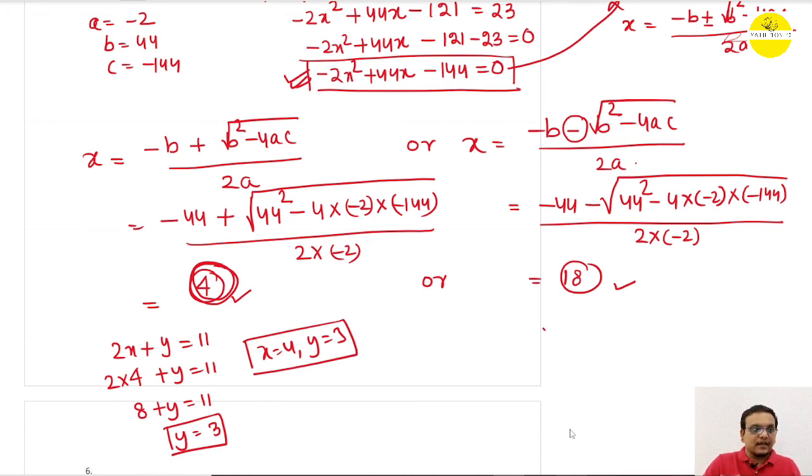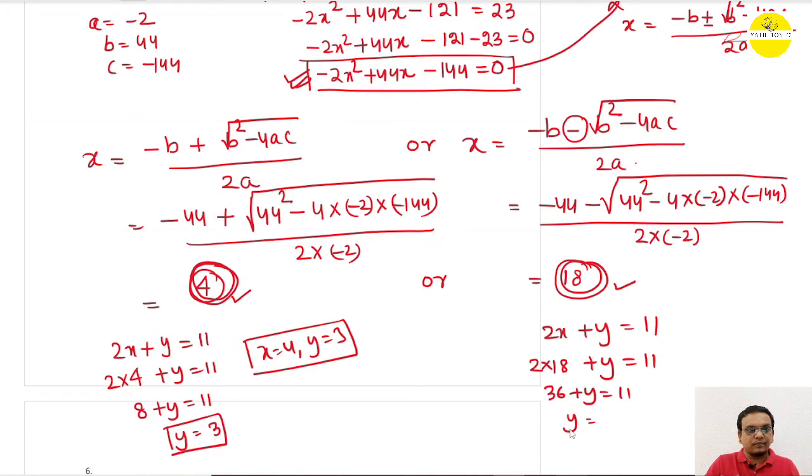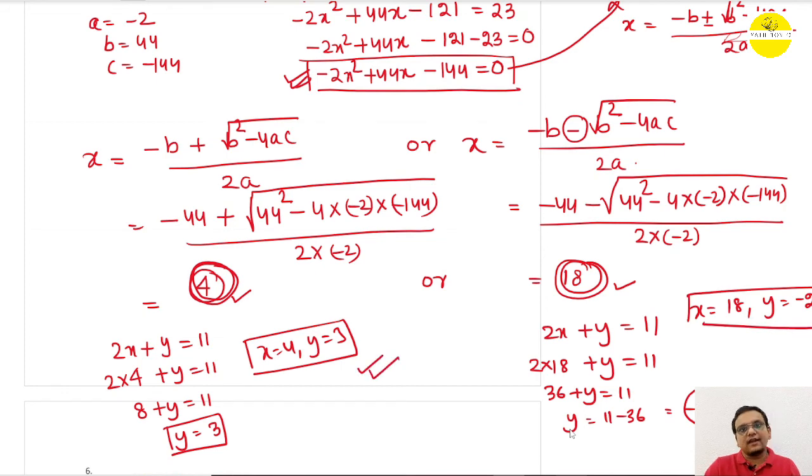See here, again I'm writing the same equation, 2x plus y equal to 11, but this time I'm going to put x equal to 18. So 2 times 18 plus y is equal to 11. 36 plus y is equal to 11, and y is equal to 11 minus 36, and yes, you are going to get negative 25. That means here my solution is x equal to 18 and y is equal to negative 25. So here I'm going to get two values of x and two values of y. So it is x is 4, y 3, or x equal to 18 and y equal to negative 25.